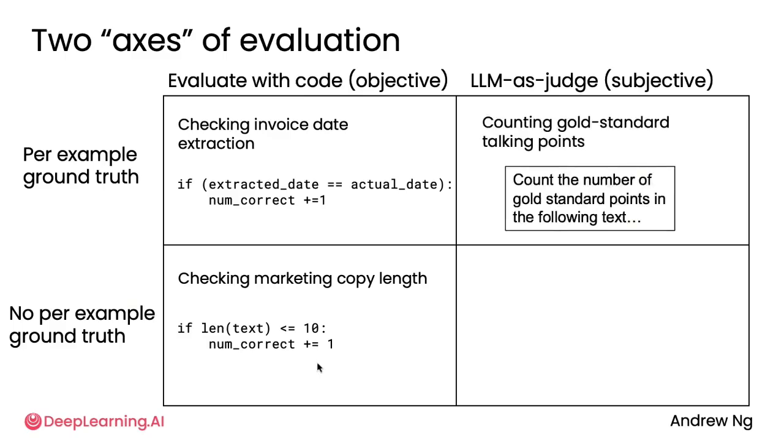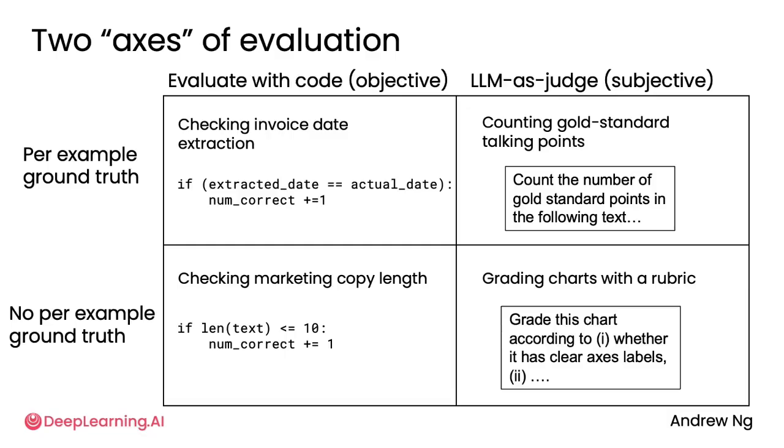In contrast, for counting gold standard talking points, there was a per example ground truth because each article had different important talking points. But we used an LLM as a judge to read the essay to see if those topics were adequately mentioned, because there are so many different ways to mention the talking points.